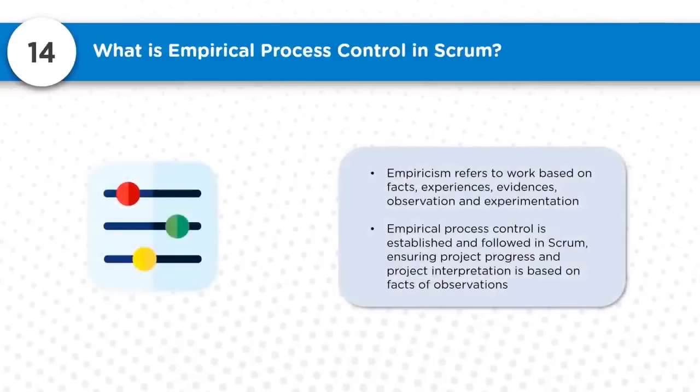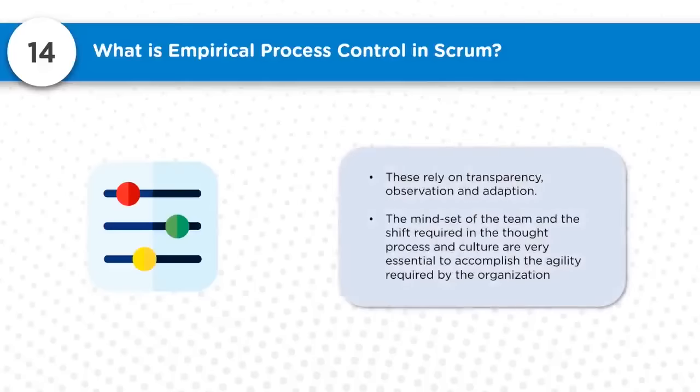Question number 14, what is empirical process control in Scrum? Empiricism refers to work based on facts, experiences, evidence, observations and experimentation. So empirical process control is established and followed in Scrum, ensuring project progress and project interpretation is based on facts of observation. Actual facts and figures are very important. Any decisions we make, any progression we make, should always be based on ground facts and actual pictures. We should not deviate from it.